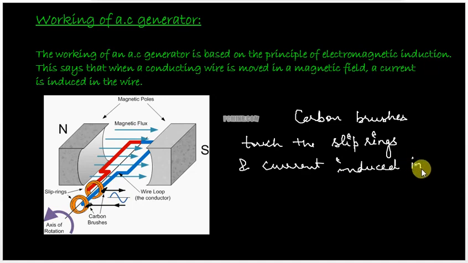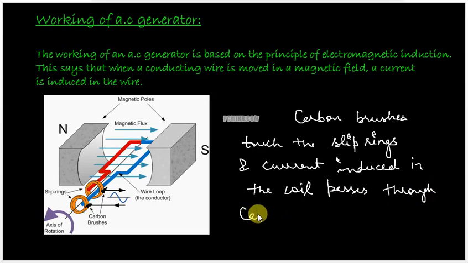So carbon brushes touch the slip rings and the current which is induced in the coil passes through the carbon brushes, right? It passes through the carbon brushes to the load. The carbon brushes don't interrupt the motion of the rings because they are not attached to the slip rings. The carbon brushes are just touching.